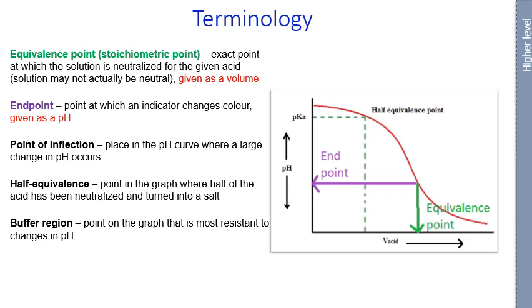The point of inflection is the place in the pH curve where the largest changes in pH occur, and that's obviously where the steepest part of the graph or curve is going to be. Half equivalence is the point in the graph where half the acid has been neutralized and turned into a salt. And the buffer region is the point in the graph which is most resistant to changes in pH, which will be the areas of the graph where the gradient is least.